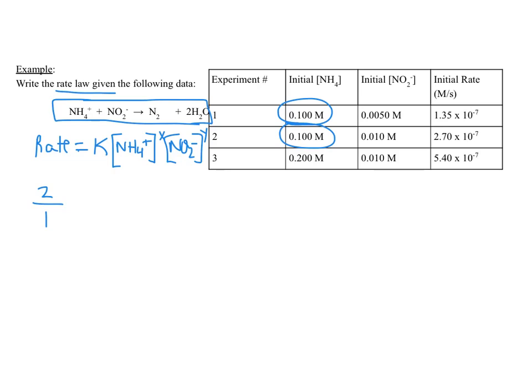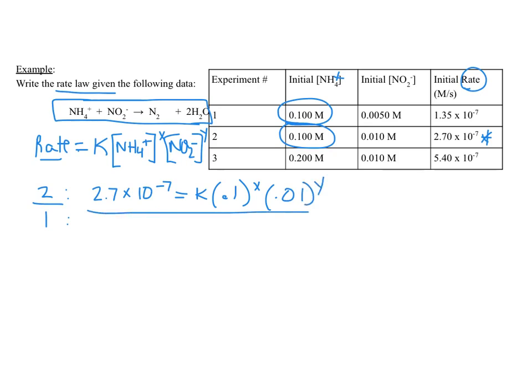Here's what that looks like. So I'm going to take experiment 2 first, and here's my rate information. So experiment 2, my rate is 2.7 times 10 to the negative 7. That's my rate, and that's equal to K times, and my concentration of NH4 plus, that should be a plus right there, is 0.1 to the X, and then for NO2 minus, it's 0.01 to the Y.